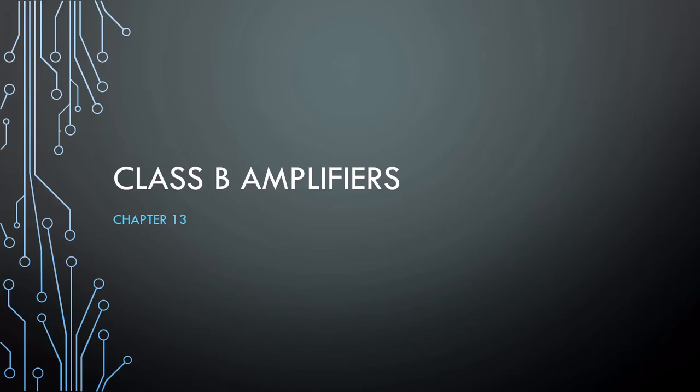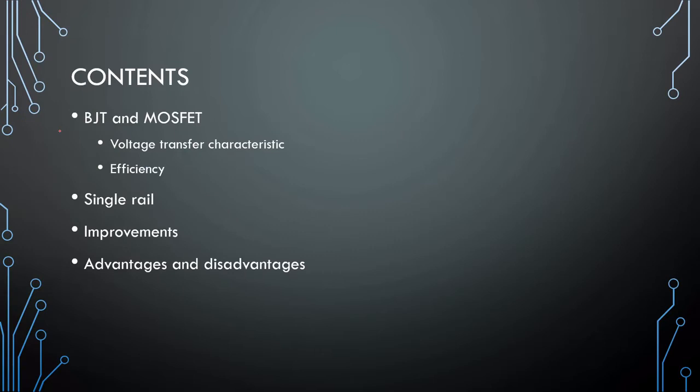Welcome to a video on Class B amplifiers. Right, so we're going to have a look at the BJT and MOSFET configurations simultaneously. So mostly the voltage transfer characteristic, the efficiency, and then that we can use it as a single rail, not dual rail as the Class A amplifier. Then there's some ways to improve the Class B, and lastly some advantages and disadvantages before we get to the simulations.